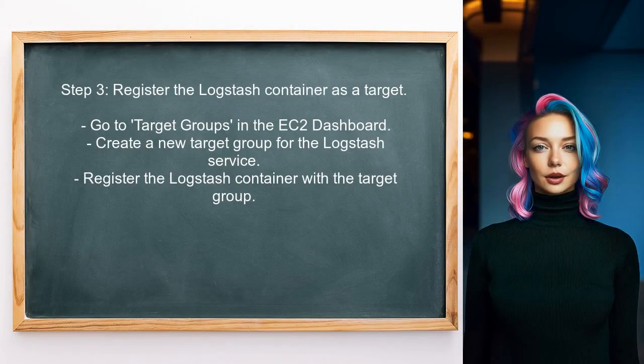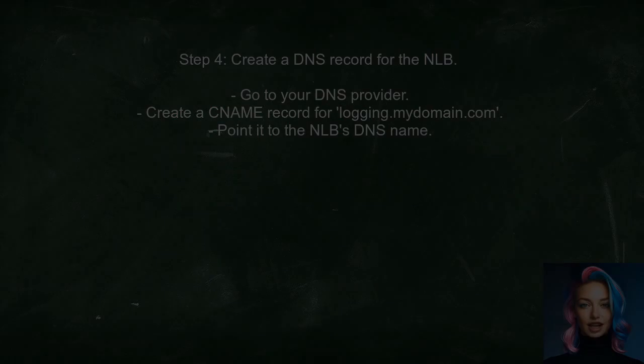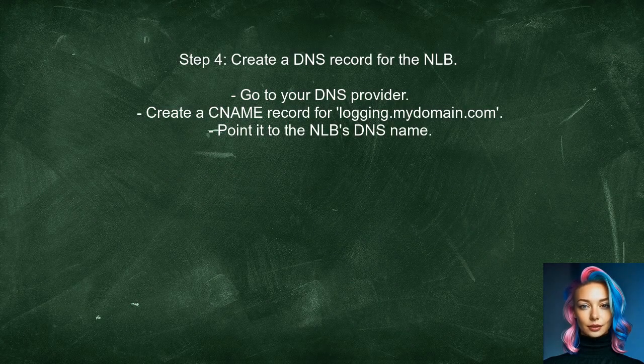After setting up the NLB, the user needs to register their Logstash container as a target. This ensures that the NLB can route traffic to the container correctly. Now, the user should create a DNS record that points to the NLB. This will allow applications to send logs to a friendly domain name.